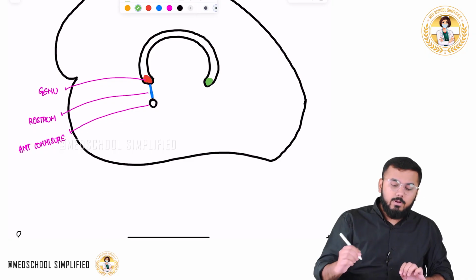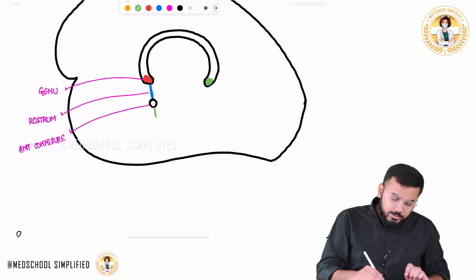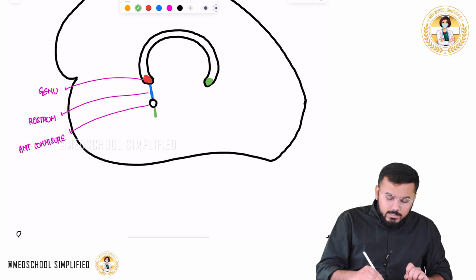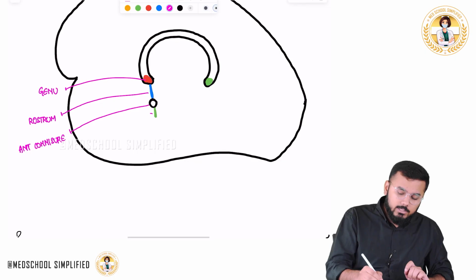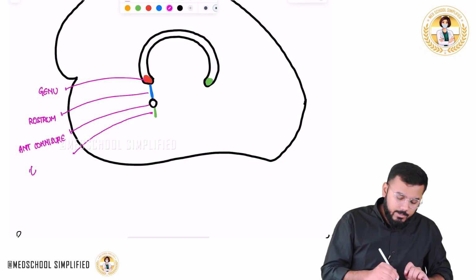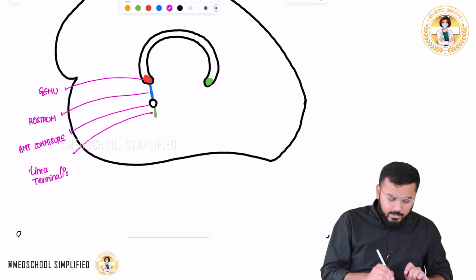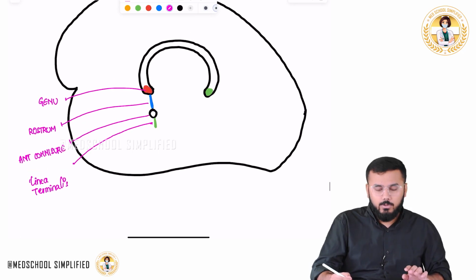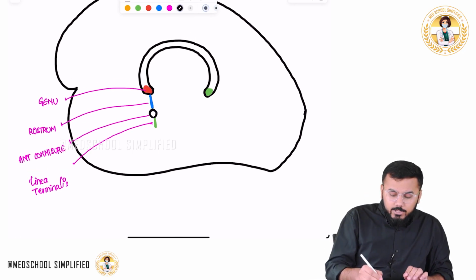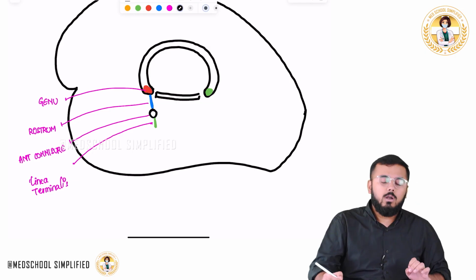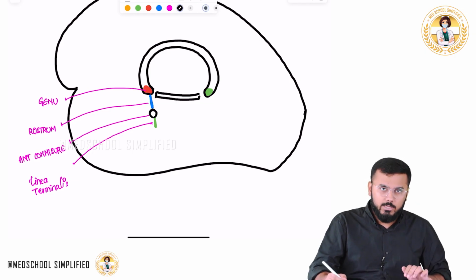Now, just beneath your anterior commissure, you have got another green color structure over here. What is this green color structure? This is called your lamina terminalis. Okay. Now, another important structure that is present horizontally in this way, like this. What is this called? This is called your fornix.